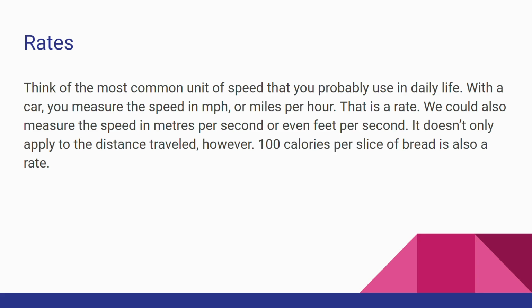Rates are very similar to ratios, and one common example of a rate you'll see is miles per hour. So if you're riding a car that's going at 35 miles per hour, then its rate is 35 miles per hour. And it doesn't have to be for distance.